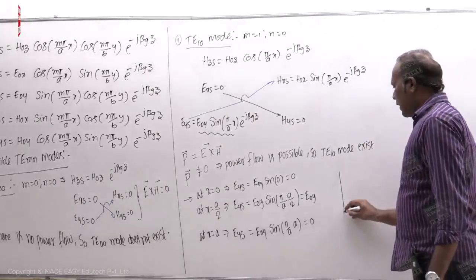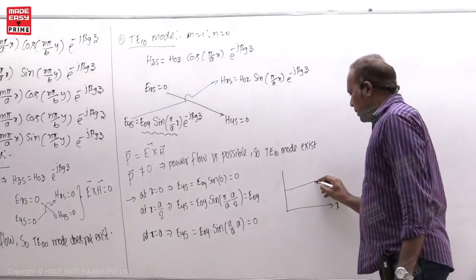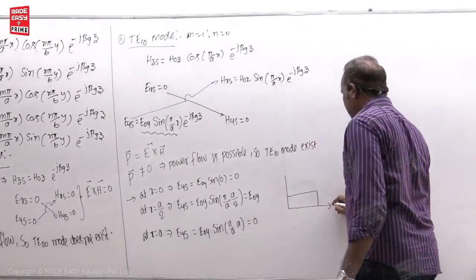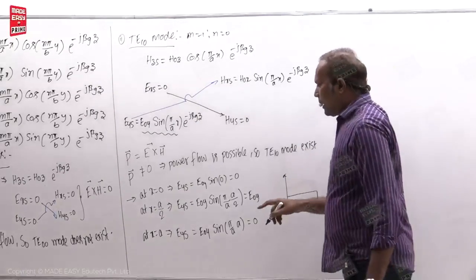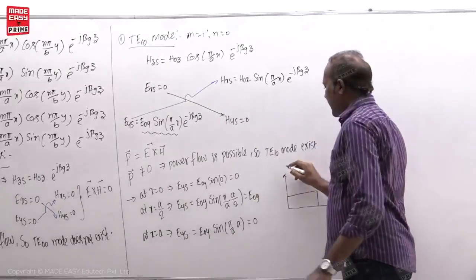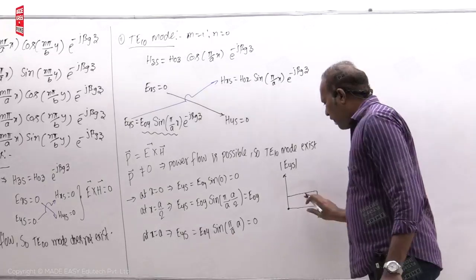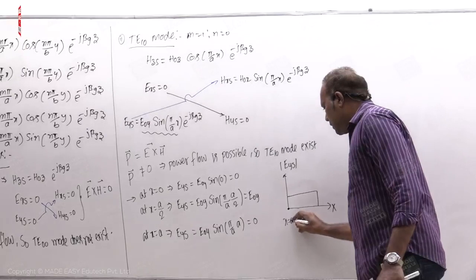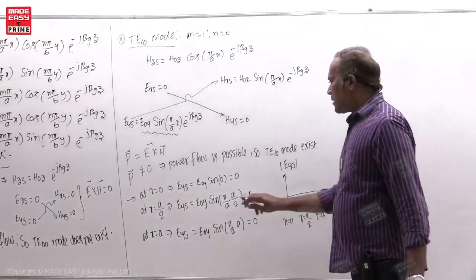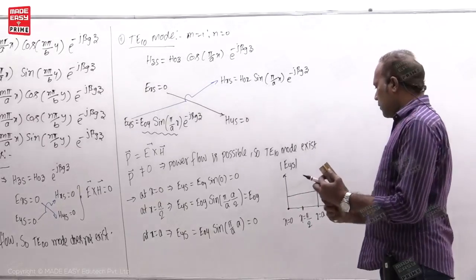Now I am drawing the configuration. Field configuration means shape. So this is the x-axis and this is the y-axis, but I am taking the modulus of Eys, the magnitude of the electric field y component. Now this is the front end of the waveguide, so this is x equal to 0, this is x equal to a by 2, and this is x equal to a. At x equal to 0, the electric field is 0. At x equal to a by 2, the electric field is E0y, the highest value. So I am drawing like this.